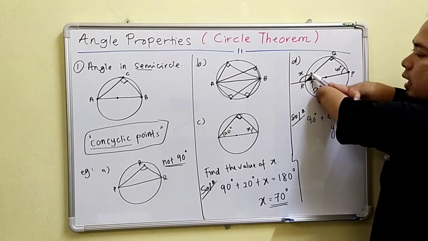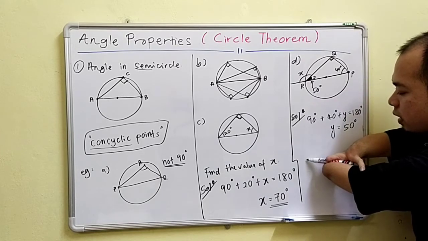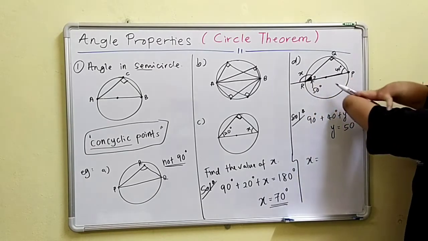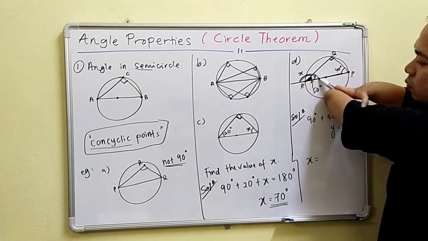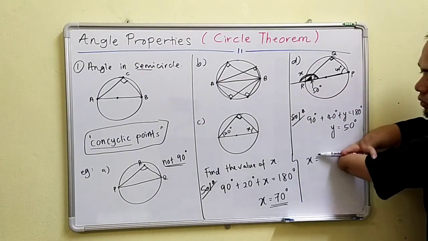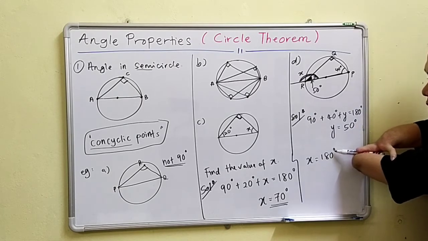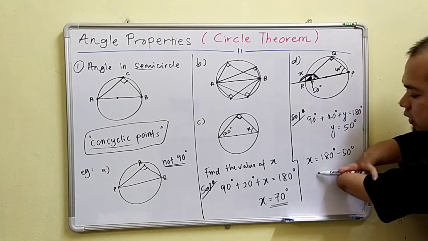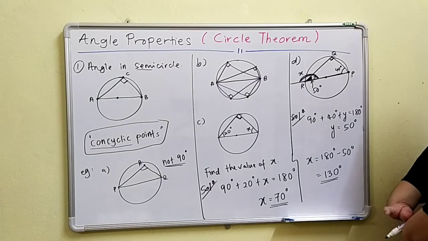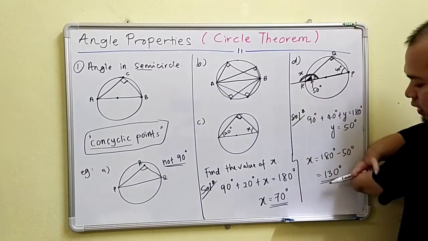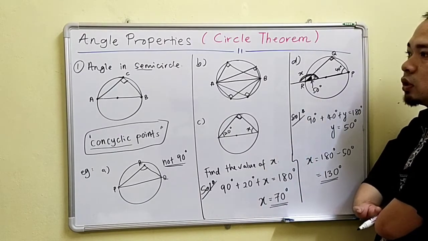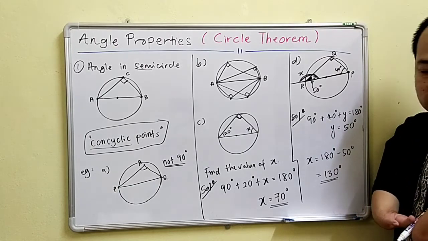How do we find x outside here? We know that this line is a straight line, so the sum of x and y, since they lie on a straight line, must be 180. So x is going to be 180 minus 50 degrees, which is equal to 130 degrees. So x, which is outside here, is 130 degrees. This is the property in circle theorem number 1, angle in a semicircle.